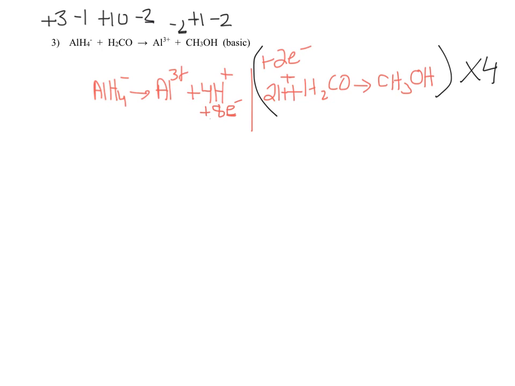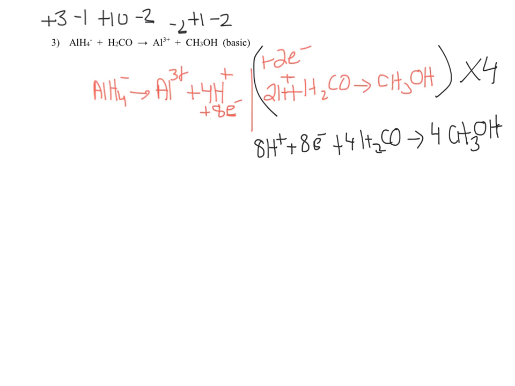So I'll rewrite it, so that would be 8H plus 8 electrons plus 4 H2CO yields 4 CH3OH.